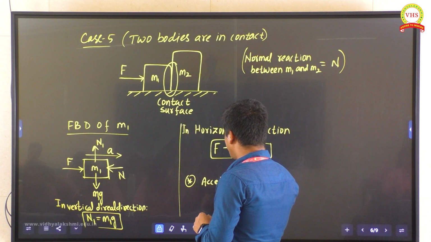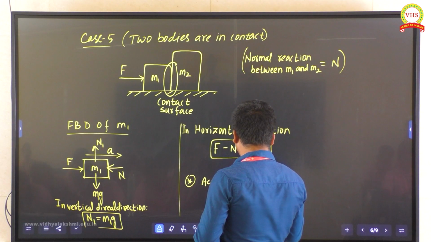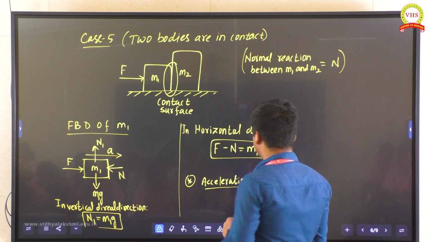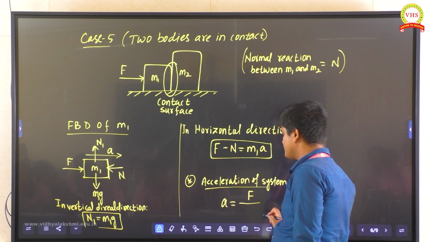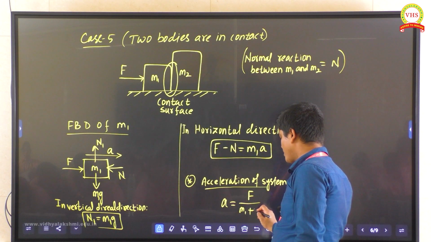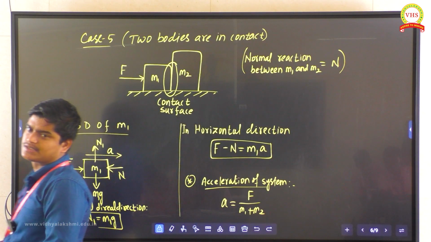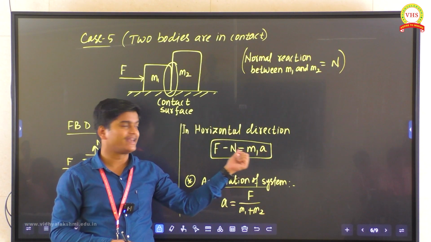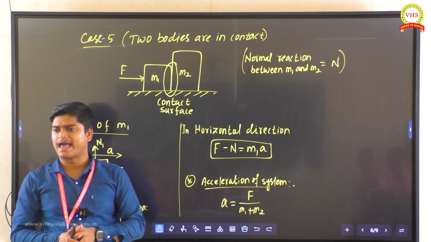To find the acceleration of the system, acceleration A should be total force acting F divided by total mass, which is M1 plus M2. So acceleration equals force by mass. Now if I substitute this acceleration value here, I will get the N value. Yes or no? I will get the N value.